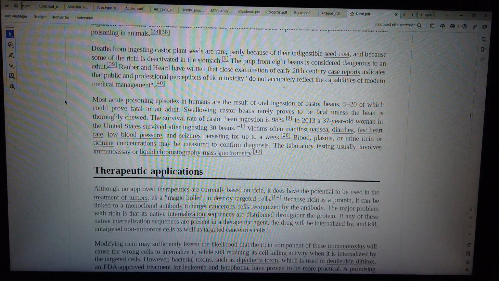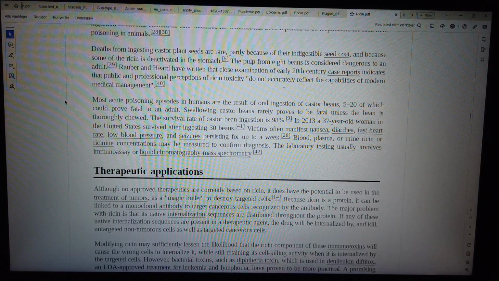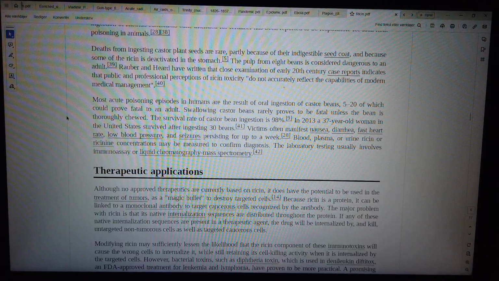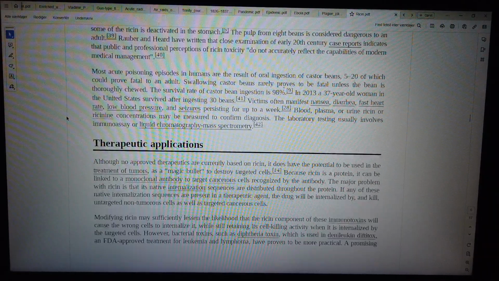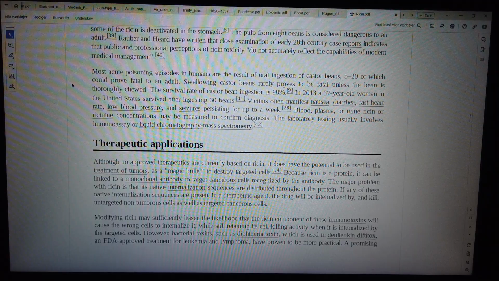Roger and Hurt have written that close examination of early 20th century case reports indicates that public and professional perceptions of ricin toxicity do not accurately reflect the capabilities of modern medical management. Most acute poisoning episodes in humans are the result of oral ingestion of castor beans, 5 to 20 of which could prove fatal to an adult.